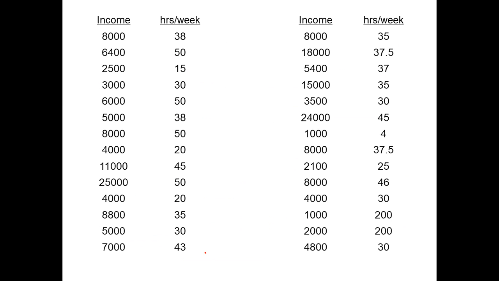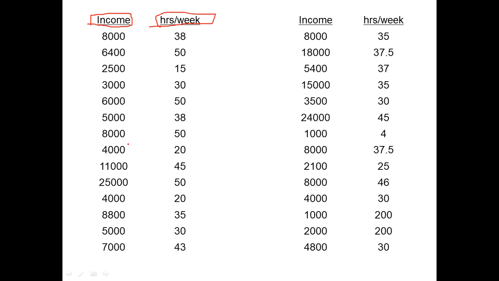Let's go to one example. We have a data set saying how many hours a person is working versus what the income is. This is our data. The first step, if you want to find a relationship between independent and dependent variables, is to decide which one is independent and which one is dependent here.